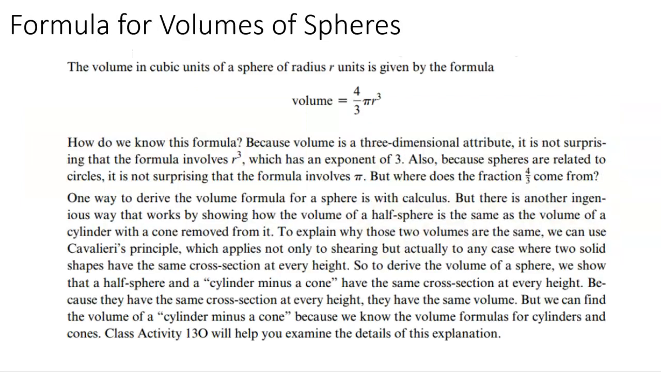So now let's talk about the volume for a sphere. It's a little different. It's 4/3 pi r cubed. So it doesn't surprise you that there's a cube because we're talking about a three-dimensional shape, and pi because we're talking about circles, but where does that 4/3 come from?